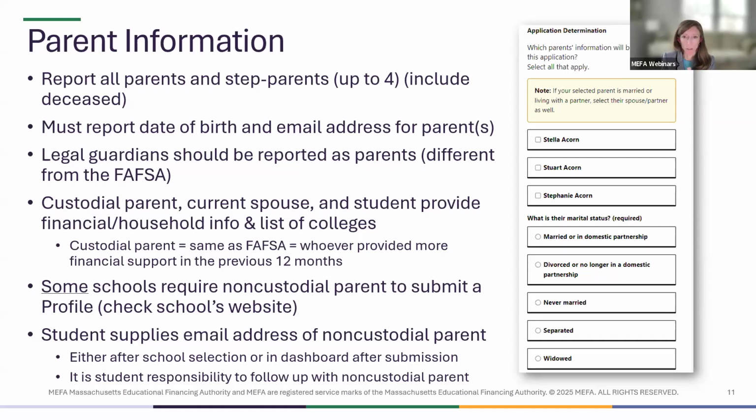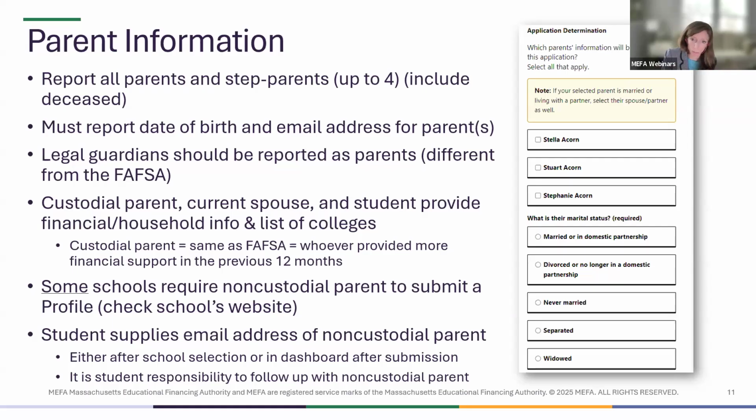Now, how the profile works with divorced or separated situations. If your parents are married, then you're just going to list both parents and answer questions about both parents. If parents are separated or divorced, you are still going to pick a custodial parent, which is what you do on the FAFSA. You're going to pick the main parent who's going to answer the questions about the profile and provide their income and their assets. As with the FAFSA, you're going to pick the parent who has provided the most financial support in the previous 12 months.